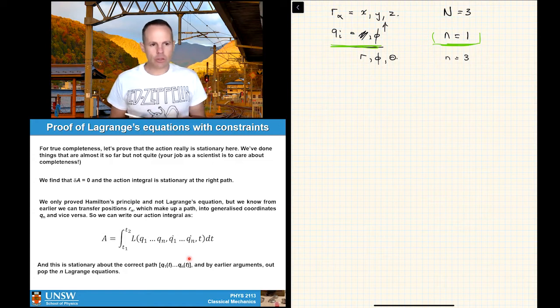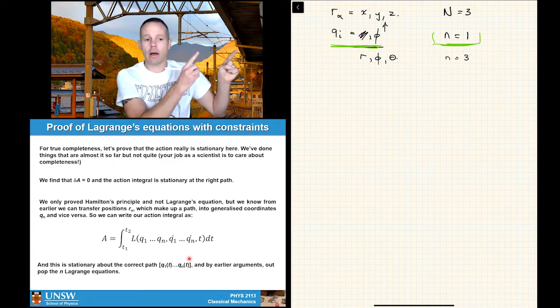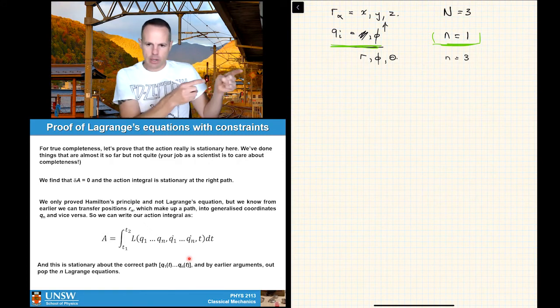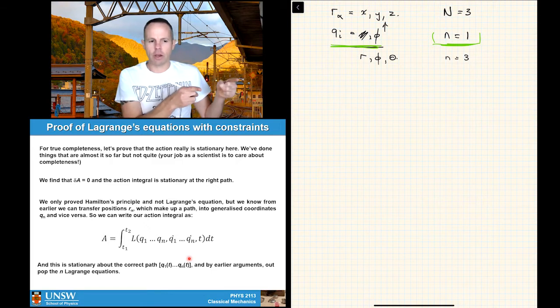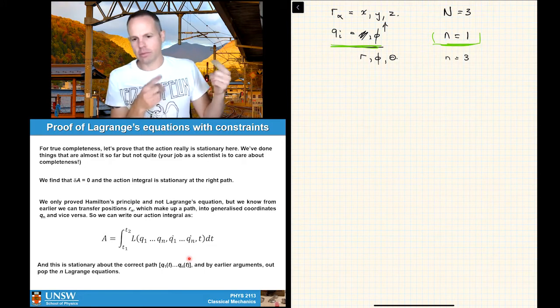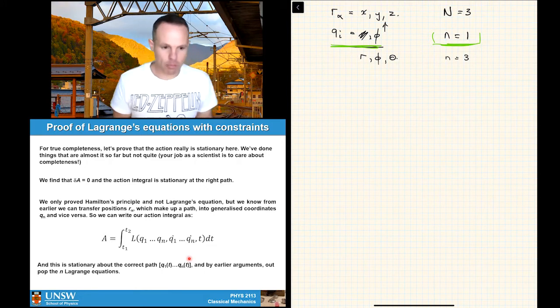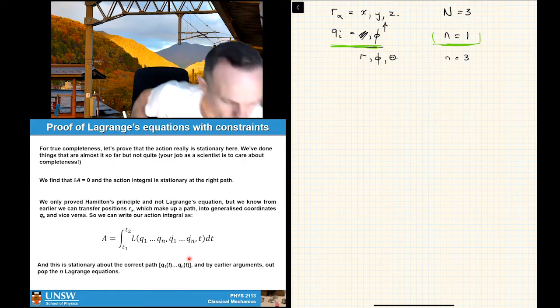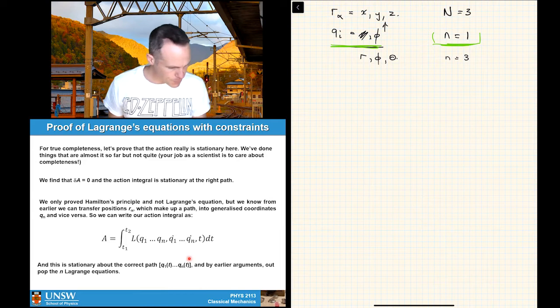And so what we're going to do here for completeness is prove that the action is really stationary. We're going to go back and sort out Hamilton's principle and not do it via the discretized approach that we did in lecture 3. We're going to do it with a calculus of variations, and we're going to include constraint forces in here because the limit of not having constraint forces just pops out of it quite neatly.